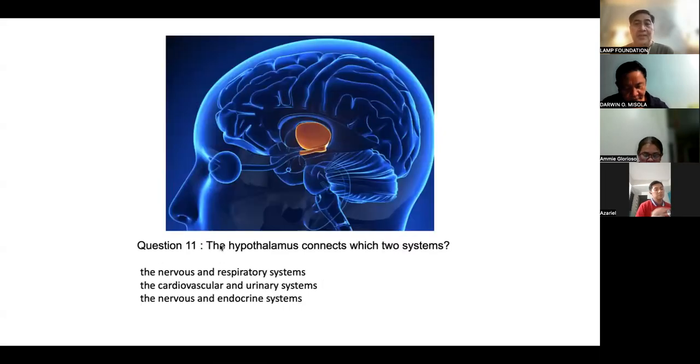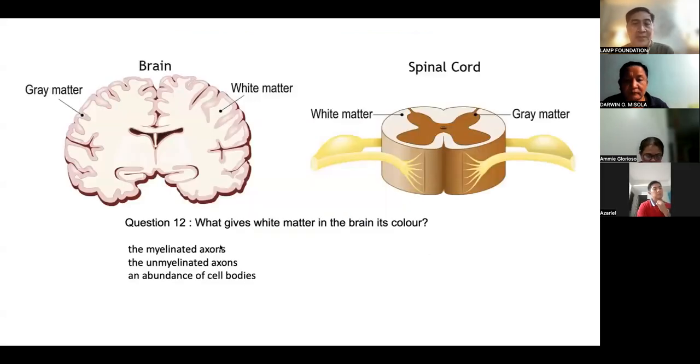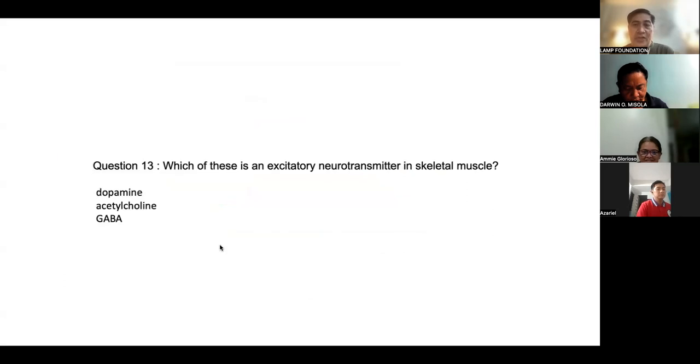completely. The hypothalamus connects which two systems? The nervous and the endocrine system. What gives white matter in the brain its color? Myelinated axon. Which of these is an excitatory neurotransmitter in skeletal muscle? Acetylcholine.